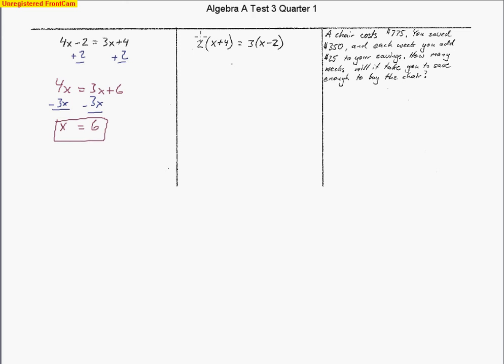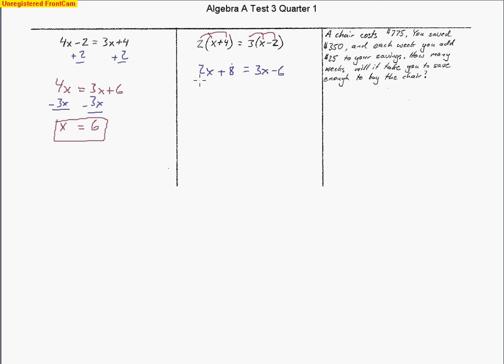Next one involves the distributive property first. I can do it at one time, both sides of the equal sign at once. So I'm left with 2x plus 8. So 2 times x, 2 times 4. On the other side, I have 3x minus 6. So now I'm ready to solve.